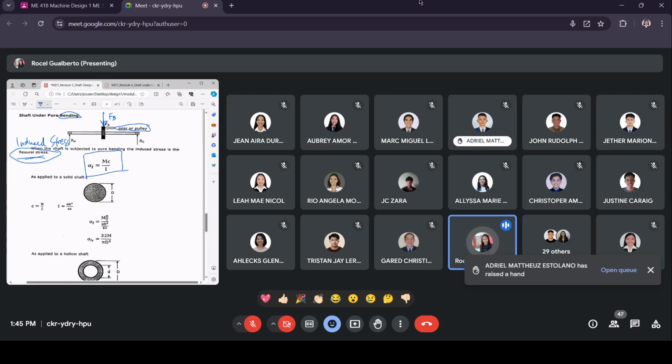Yes, Adriel. The maximum moment, ma'am. Correct. M pertains to the maximum moment. C is the perpendicular distance from the neutral axis to the outermost fiber. And I is the moment of inertia.